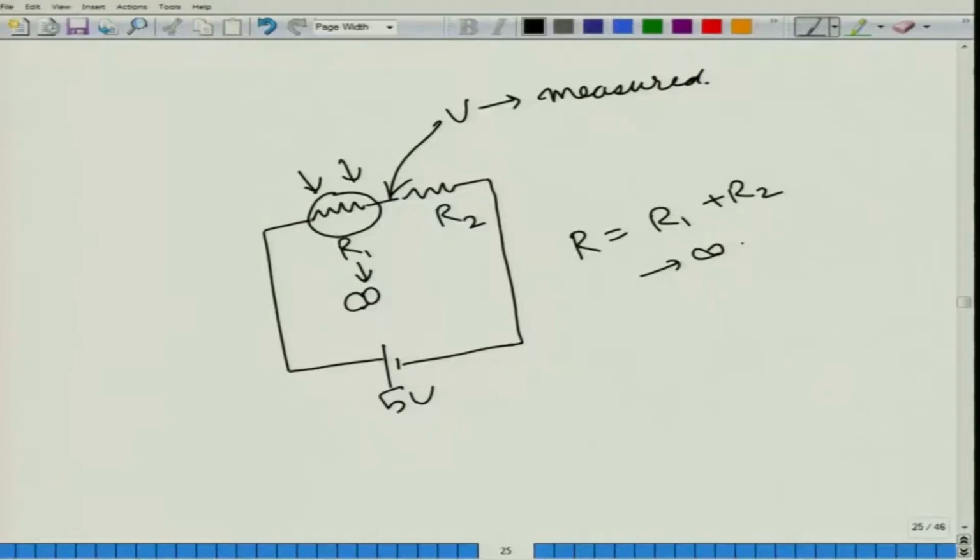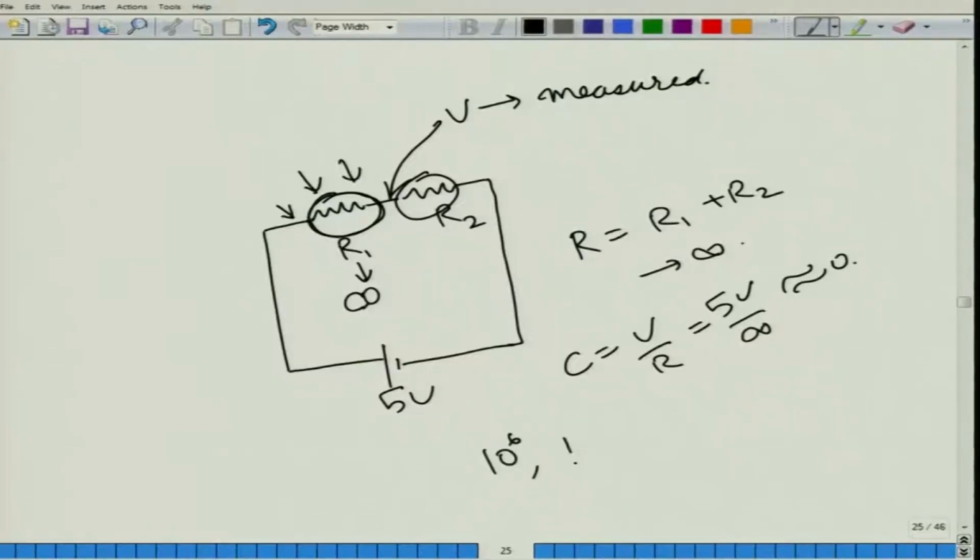Now, if you have an infinite value of resistance here, what will be the voltage at this point? The amount of current that goes through is given by current equals voltage by resistance, which is 5 volt by infinity, approximately equal to 0. Now, this value of R1 is very large compared to R2 in this case. We can even consider R1 to be a very large figure, say 10 to the power 6, and R2 to be approximately equal to 1, to take an example.